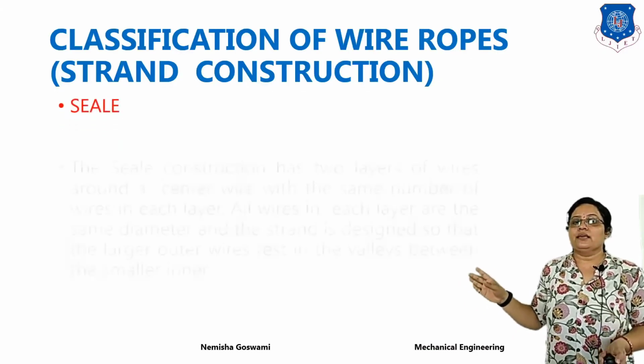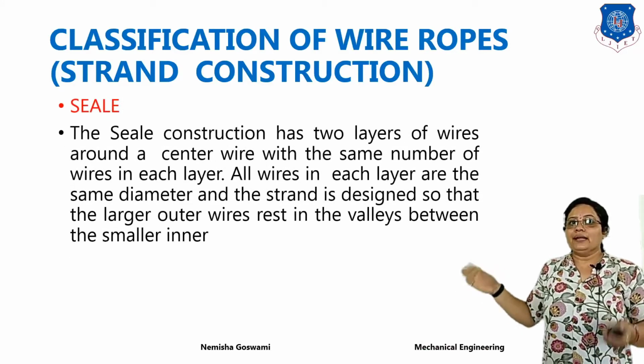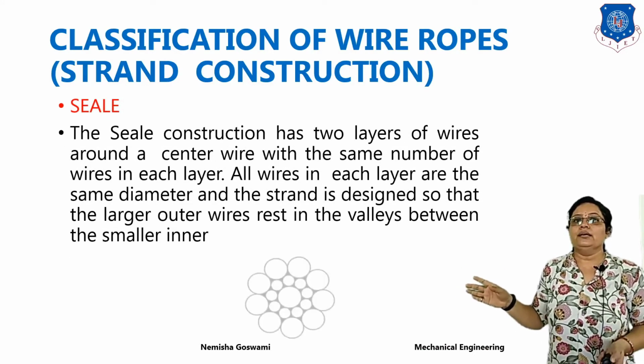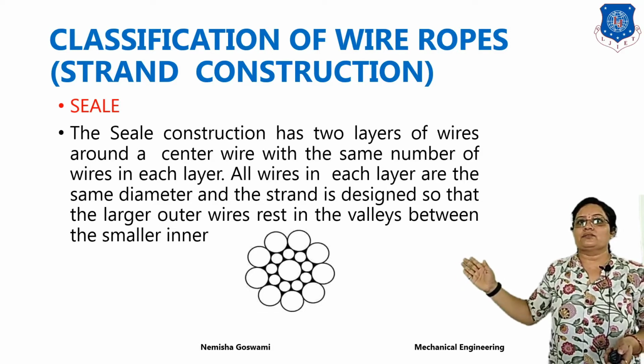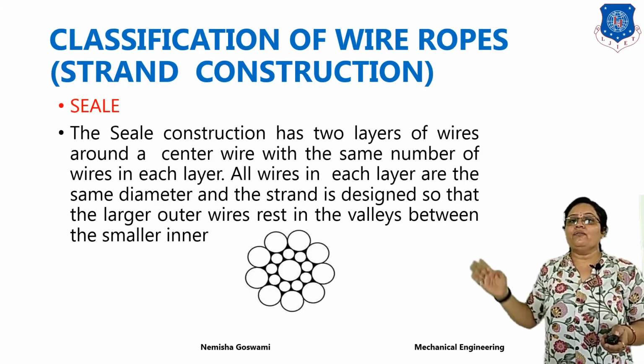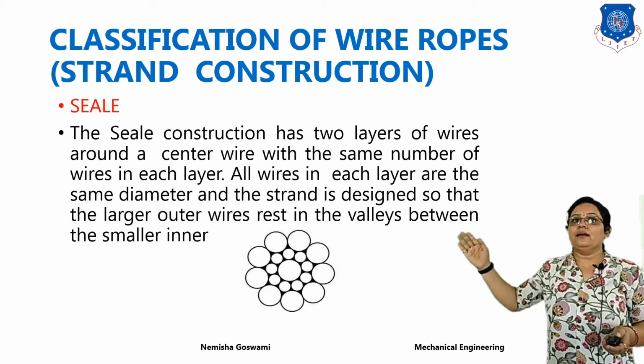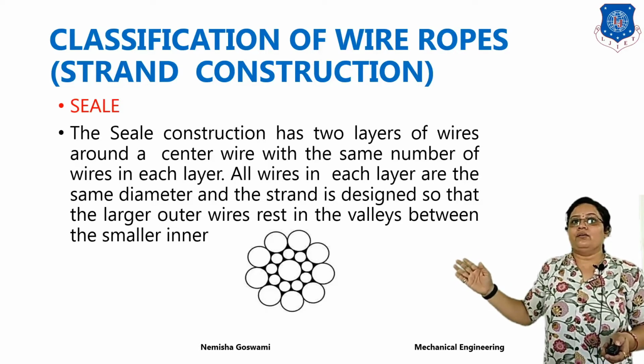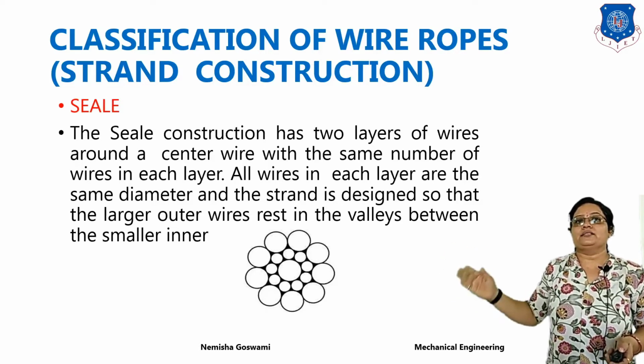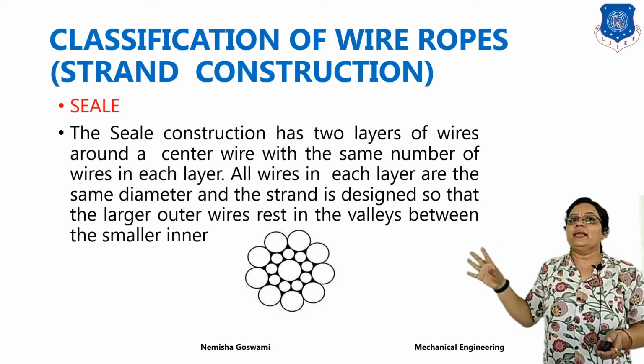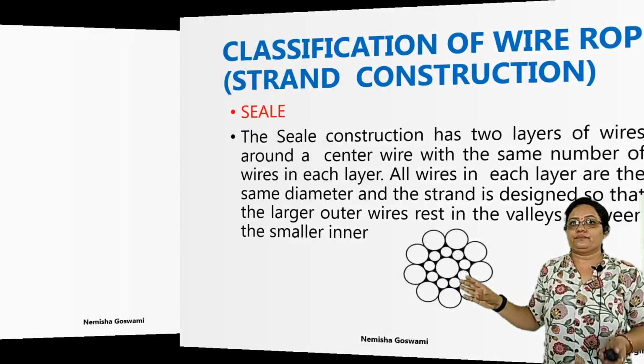Next is the seal. What is meant by seal? It consists of basically 2 layers. You can see here 2 layers, and the number of wires in each layer will be the same, but the diameter of the wires in the two layers will be different. This is the main fundamental of the seal.